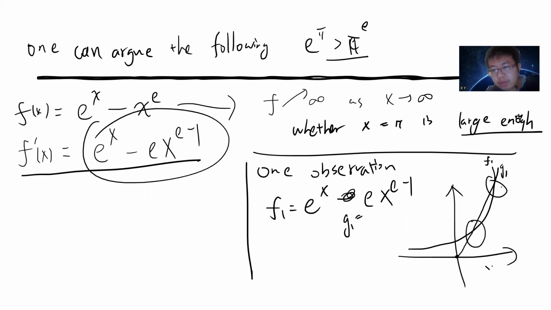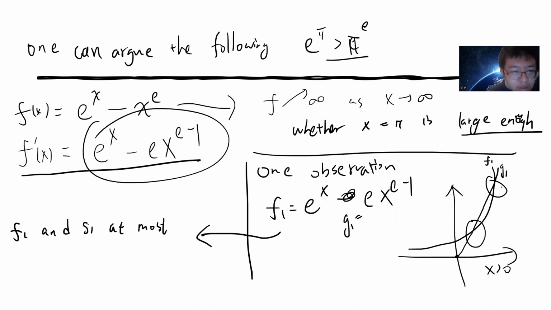If you draw this picture, you will find something interesting: when x is greater than 0, the single monomial polynomial g1 and the exponential f1 at most intersect twice. So simply speaking, f1 and g1 at most intersect twice. Once I know this, I can say the following.